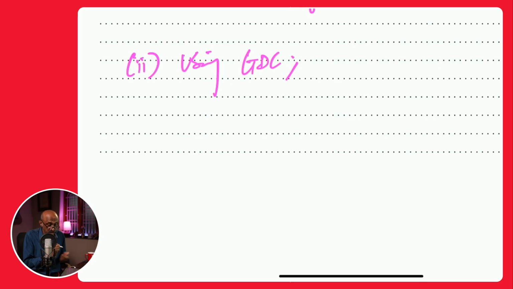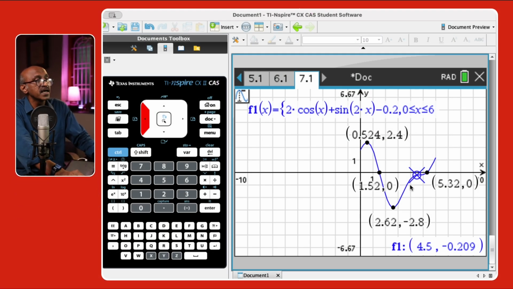And how did you use your GDC? That's what you're to write down. So we're going to use the GDC in a bit. So here we go. There's our calculator, and this is a graph page. Good time to see how you add a new page.